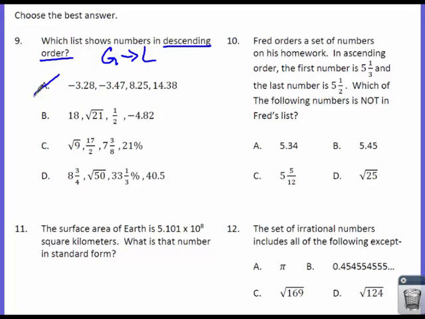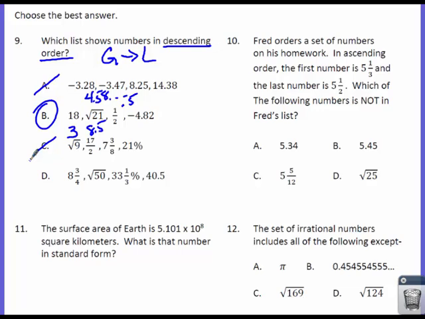Okay, for B, we've got to change some things. So we've got an 18, but then we've got to take this square root of 21 and type that into the calculator. And if you do, you end up with 4.58, and then a bunch of other decimals. Then 1/2, we would put that in, and we would get a 0.5, and then I got negative 4.82. So I go from 18 to 4 to 0.5 to negative 4.8. So that is a good answer. If you do the rest of them, on C, the square root of 9 is 3, and 17 over 2 turns out to be 8 over 5, so that automatically throws that one out, because that's not going to be greatest to least.